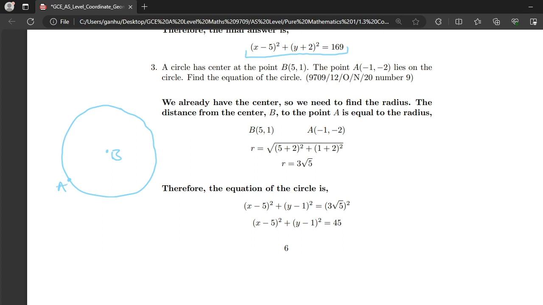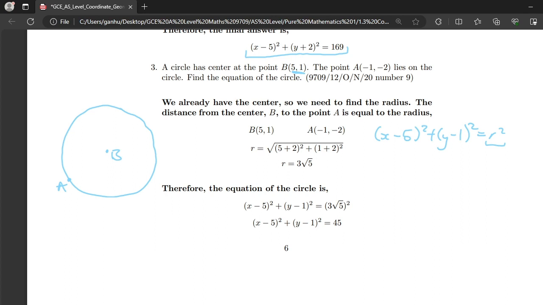And now they want us to find the equation of the circle. So in this case, we already have the coordinates of the center of the circle. So that means we can write our equation as (x minus 5) squared plus (y minus 1) squared is equal to r squared. Remember, we're using the coordinates for B since that's the center of the circle. Now we need to find the radius.